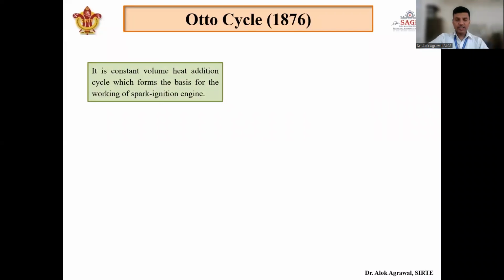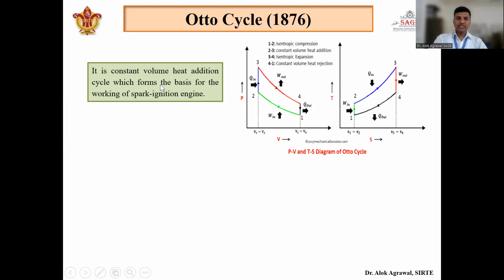It was invented in the year 1876. It is also known as the constant volume heat addition cycle, and the spark ignition engine works on this cycle. Why is it called the constant volume heat addition cycle? Because here the heat is added at constant volume when the piston is at TDC, top dead center. Actually, it is not the case, but in ideal conditions, in the air standard cycle, we consider that the heat is added during process 2 to 3, and here we can see that the volume is constant, so we call it a constant volume heat addition cycle.